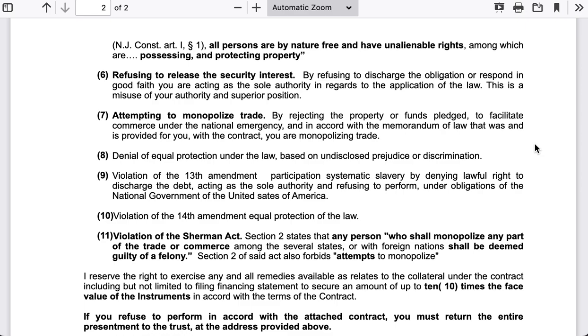Violation of the Sherman Act, where Section 2 says that any person who shall monopolize any part of trade or commerce among the several states. Are you monopolizing trade when you want to reject, you don't want to accept my credit instruments with my signatures? You accept them when you want to monetize my promissory note, my property, but you don't want to accept them when I'm redeeming my property. Okay. Violation of the Sherman Act states any person who monopolizes any part of the trade or commerce among the several states or with foreign nations shall be deemed guilty of a felony.